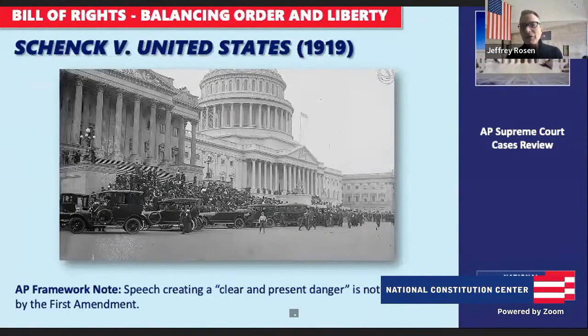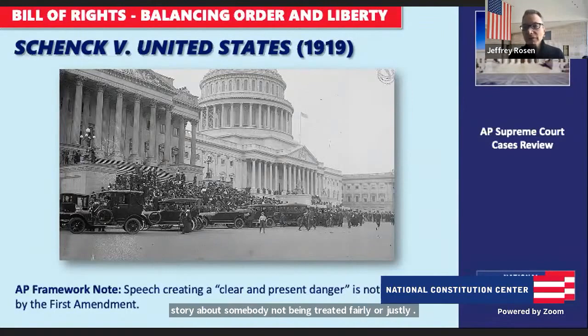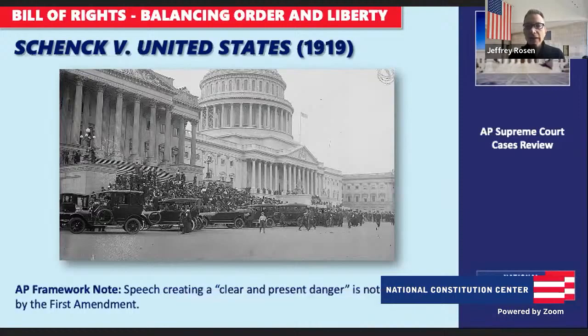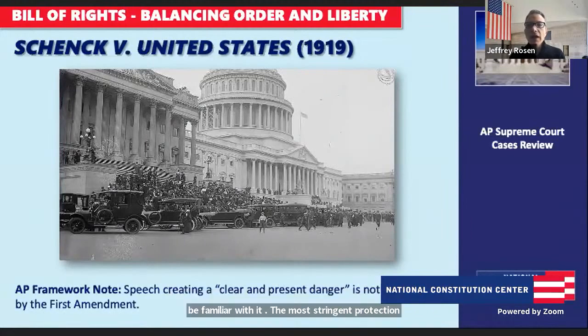I am. I'll just read just one or two of the sentences. Holmes says, and this is famous, of course, so you'll be familiar with it: The most stringent protection of free speech would not protect a man in falsely shouting fire in a theater and causing a panic. It does not even protect a man from an injunction against uttering words that may have all the effect of force. The question in every case is whether the words used are used in such circumstances as to create a clear and present danger that they will bring about the substantive evils that Congress has a right to prevent. So that's the famous clear and present danger language.